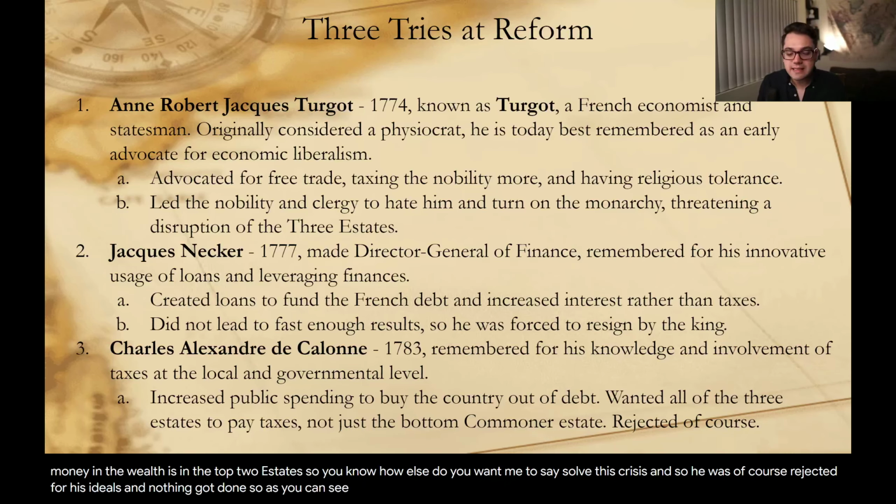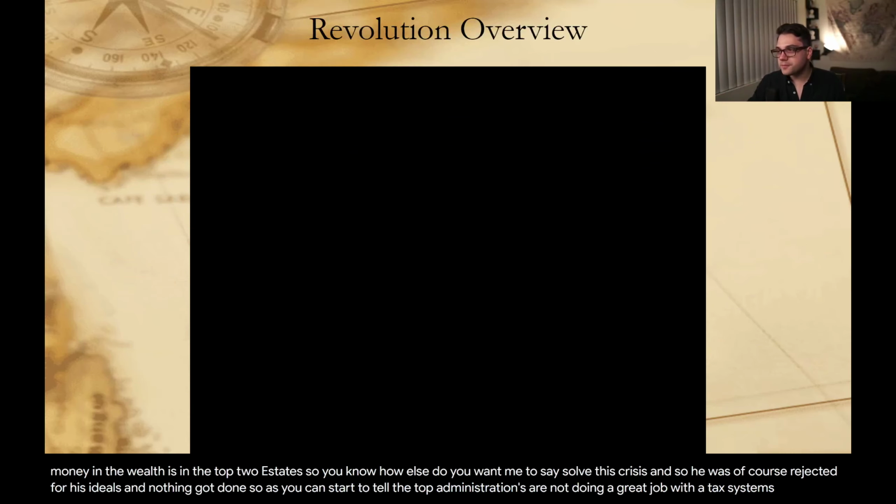So as you can start to tell, the top administrations are not doing a great job with the tax systems.